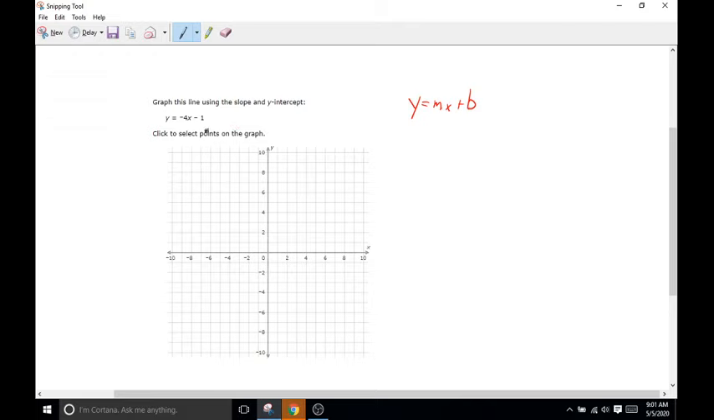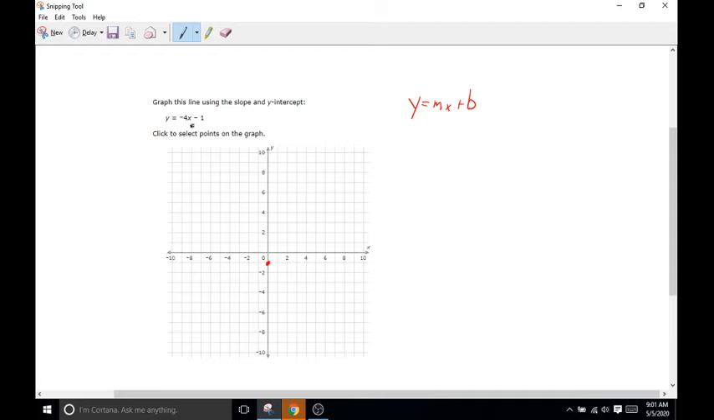So the y-intercept here is going to be negative 1, meaning we just go to where negative 1 is on the y-axis, which is right here. And that's going to be our first point. Once we write our second point down, we can draw our line through it and we will be done.